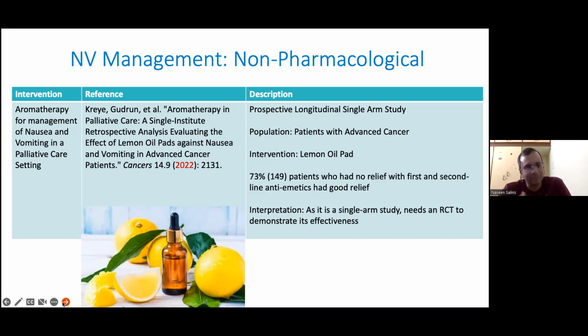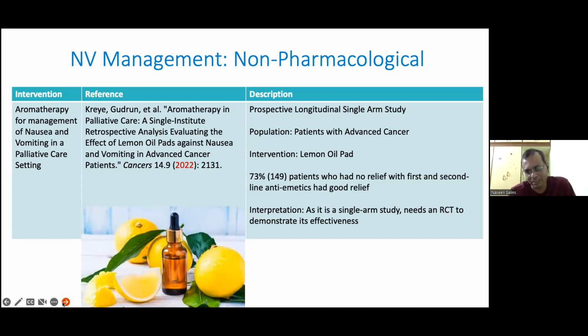Lemon is traditionally known to help patients with nausea, and this lemon oil pad was used in a prospective longitudinal single arm study in patients with advanced cancer. The good thing that came out of this is that 73% who had no relief with first and second line antiemetics had good relief, which is again coming in as an agent for refractory nausea and vomiting. So 73% is a big number, isn't it? Those who had no relief with the first and second line antiemetics had good relief.